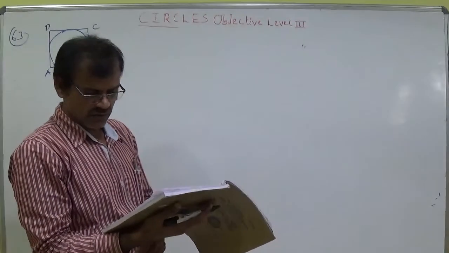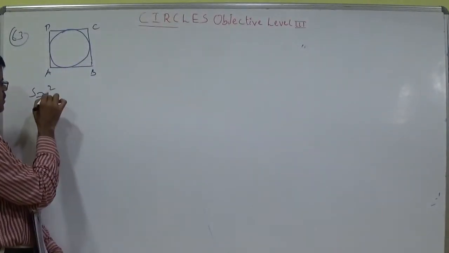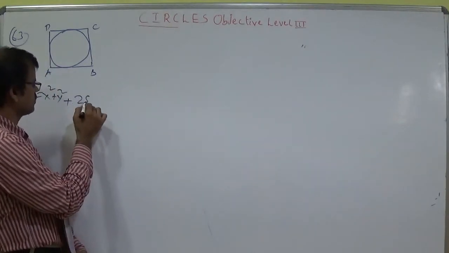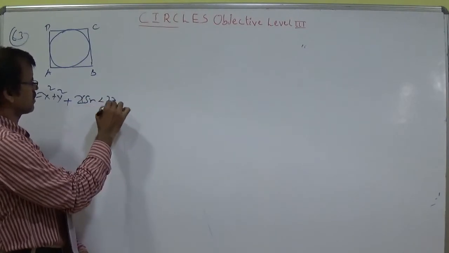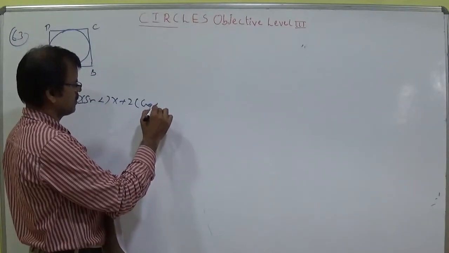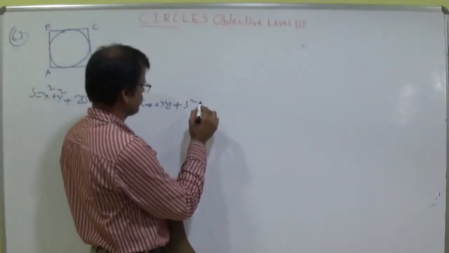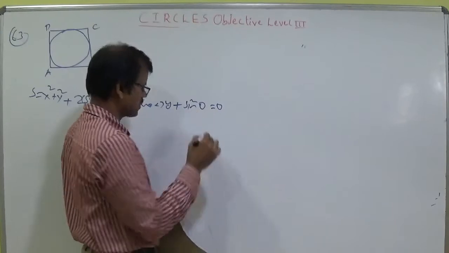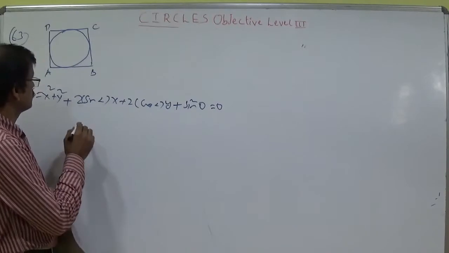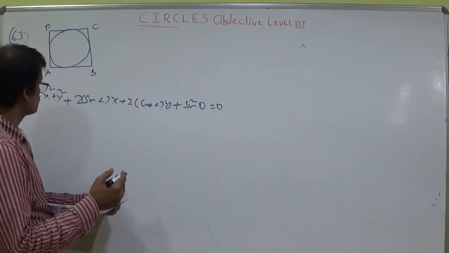If a line passes, the value of theta, the circle lies inside. Circle S, I am writing: x square plus y square plus 2 sin alpha into x plus 2 cos alpha into y plus sin square theta equal to 0. Always lies inside the square of unit length, which is the value of theta so that the circle always lies inside the square of unit length.